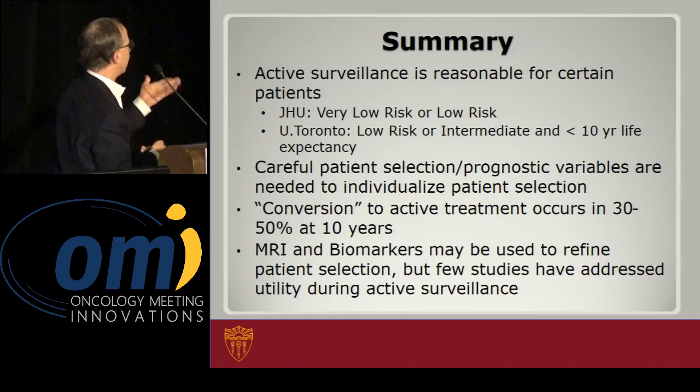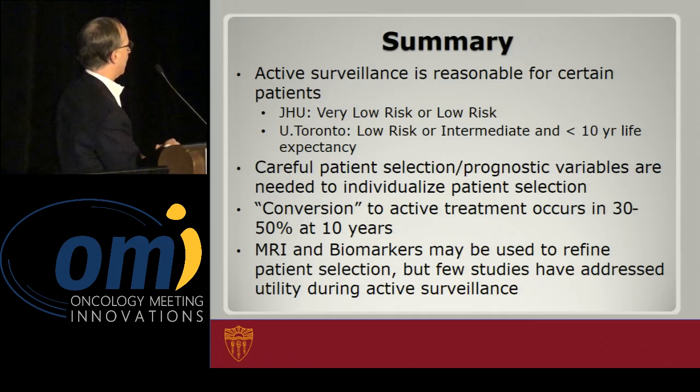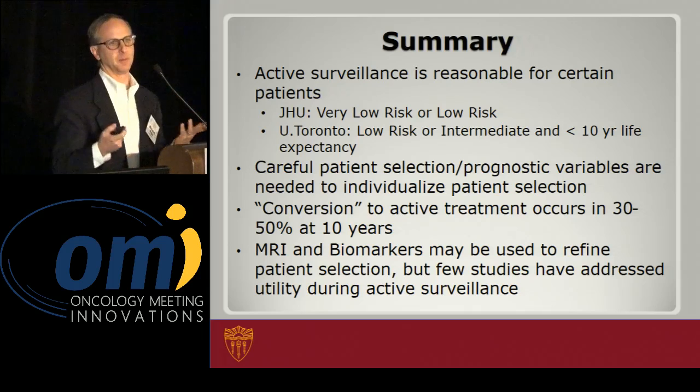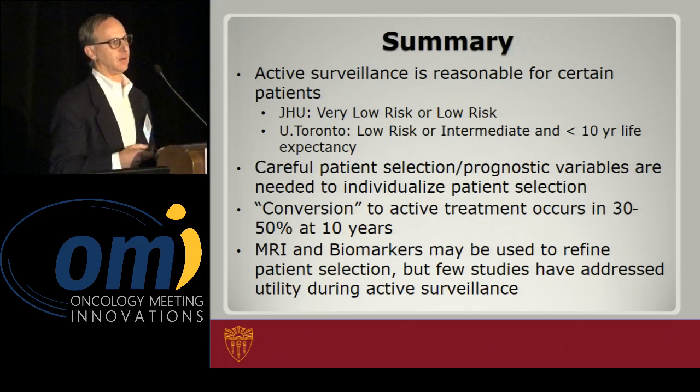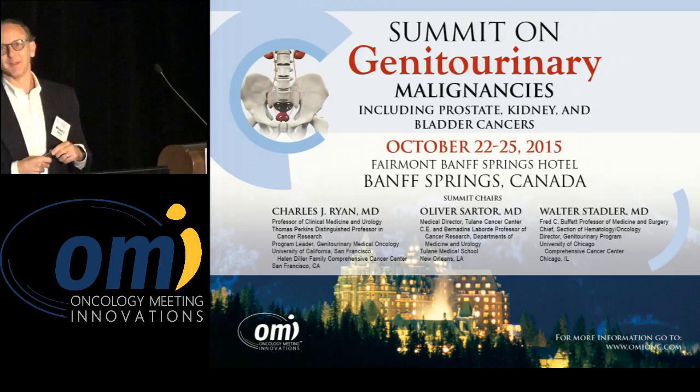And then the summary, as we talked about, it's very reasonable for patients with low to very low risk. In the Toronto cohort, they even looked at the Gleason 7 tumors with less than 10-year life expectancy. We really have to get better at selecting these patients. There's this risk of conversion, which I would say is pretty high, 50% in the US cohort, and the biomarkers to better determine how we should follow patients on surveillance, I think, is a really important need. I know that patients and physicians would like to have that filled. That's it. Questions? Great. Thank you, Mitch.